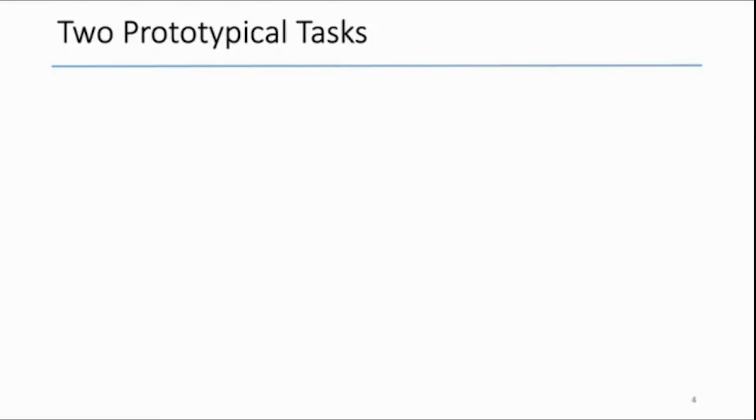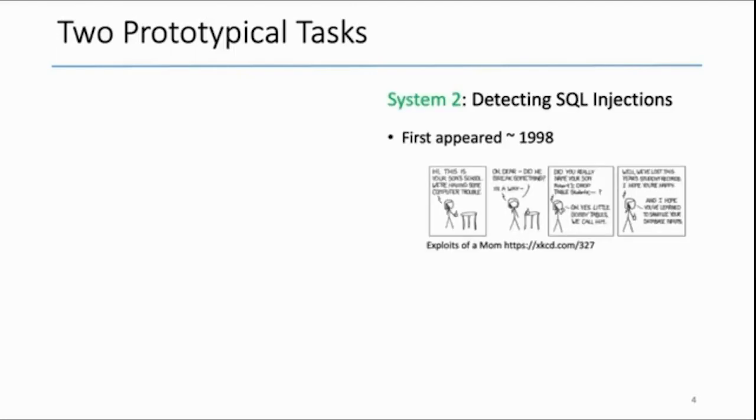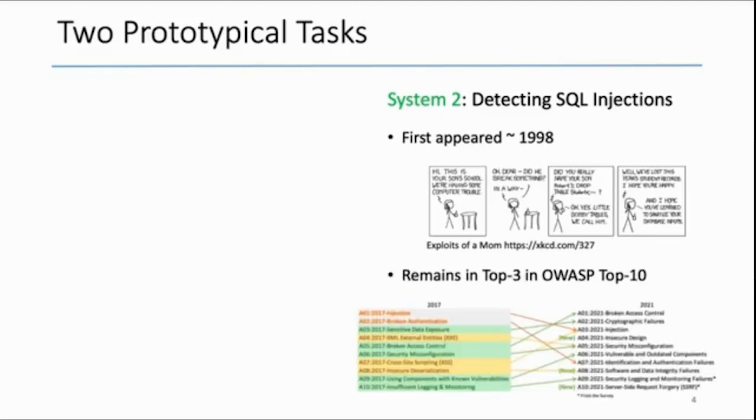Now, what I'm going to do next is show you two prototypical tasks that I will use throughout this talk. Let's start again with System 2. These tools gained traction first in around 1998 when security became a big deal. So the most common kind of security attack that we see is what is called SQL injection. Even after 2 decades, it remains in the top 3 most common kinds of security vulnerabilities. Okay.